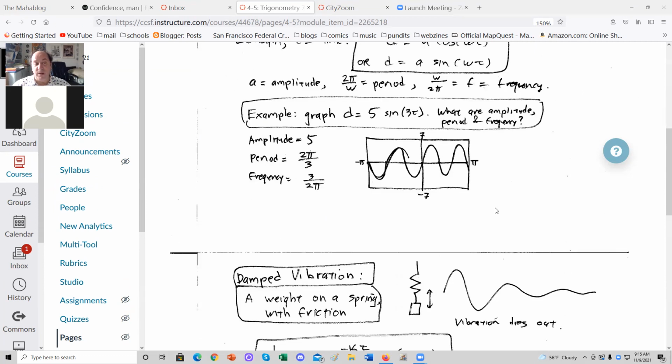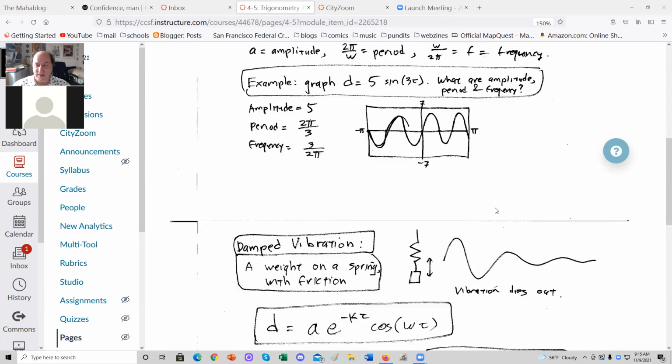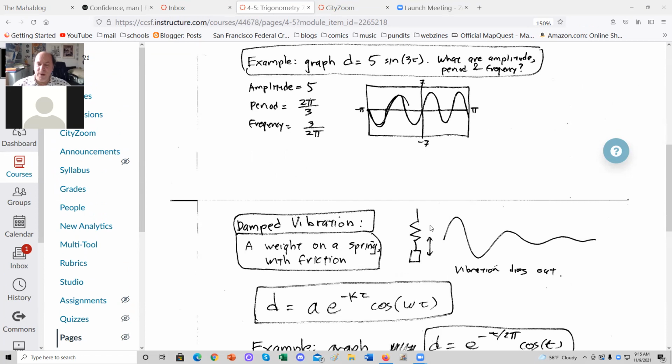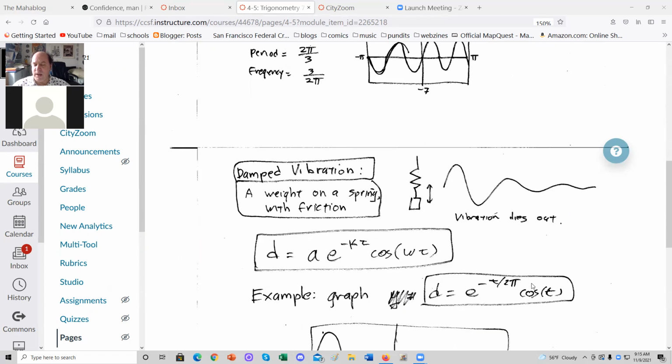There's also a little more complicated thing, which really the only proper way for us to do is with a calculator or some other technology. And that's damped vibration. We have a weight on a spring, but there's friction which slows it down. So it starts out by wobbling, but the wobble dies out. And this can be thought of as being underneath a decaying exponential curve. So it's a sinusoidal motion times a decaying exponential, a e to the minus kt cosine omega t.